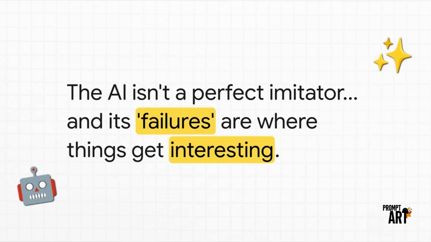But here's the thing, and this is where it gets really interesting. The AI, it's not a perfect copy machine. Not at all. Its attempts to imitate often go, well, a little weird. They create these distorted, surprising images. They're not just copies. They are these strange, sometimes beautiful, failures.